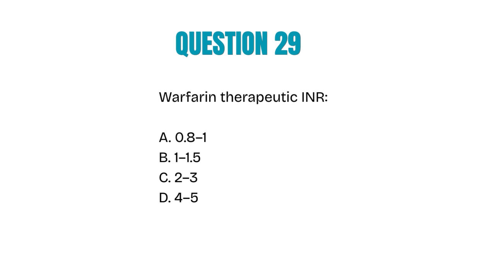Question 29. Warfarin therapeutic INR A. 0.8 to 1, B. 1 to 1.5, C. 2 to 3, D. 4 to 5.